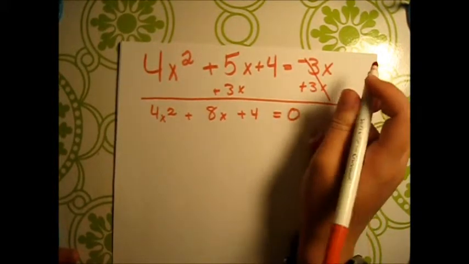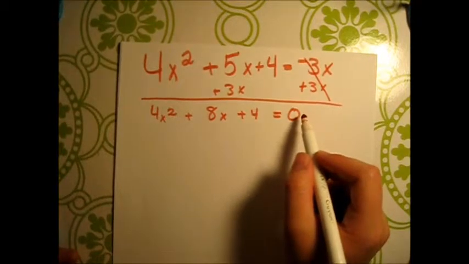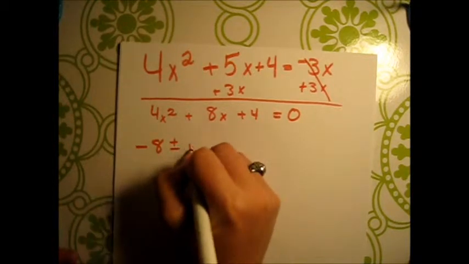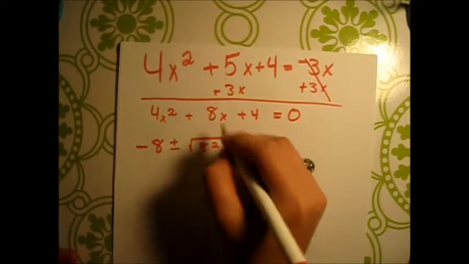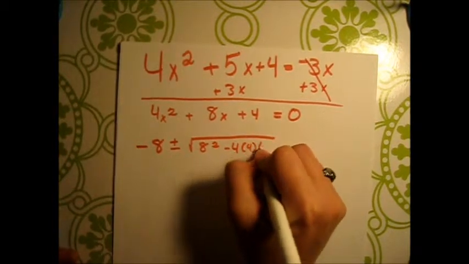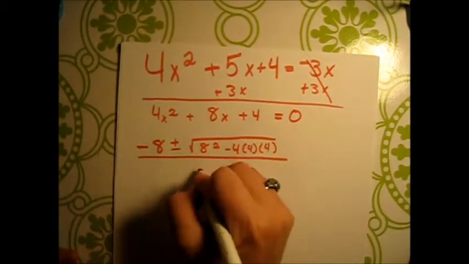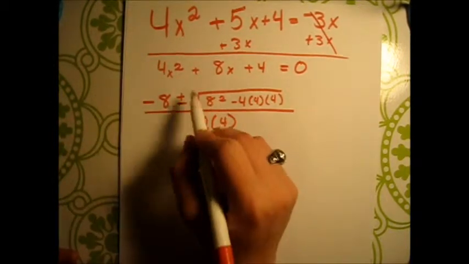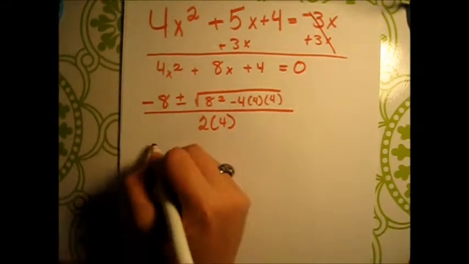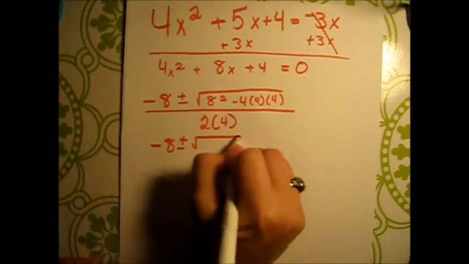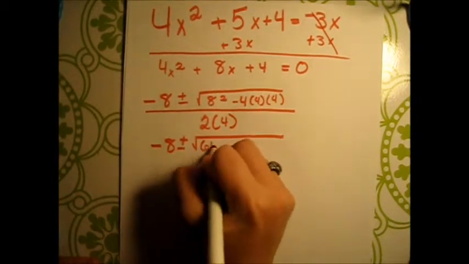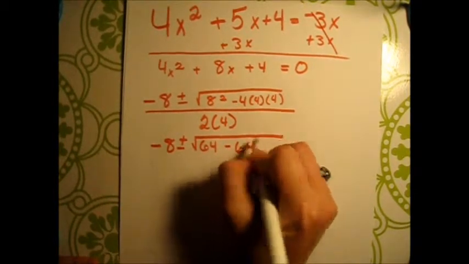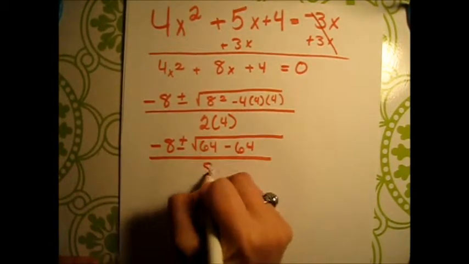Now that we have our new equation, because it equals 0, we can plug it into our quadratic formula. So we're going to get negative 8 plus or minus the square root of 8 squared minus 4 times 4 times 4. All of that is going to be over 2 times 4. Now we're going to do what's under the radical first. So we're going to get negative 8 plus or minus the square root of 8 squared is 64. Negative 4 times 4 is 16 times 4 is 64. All over 2 times 4 is 8.